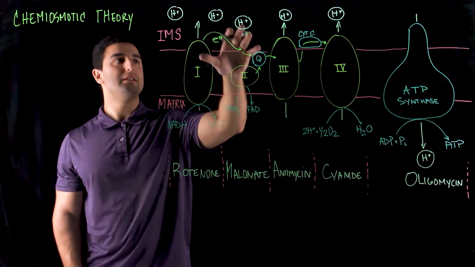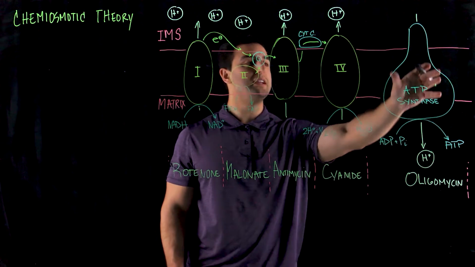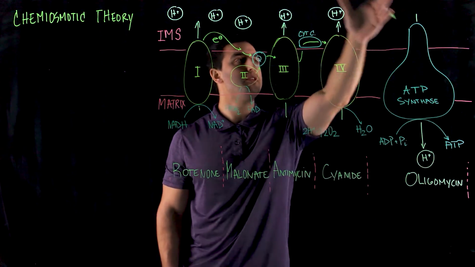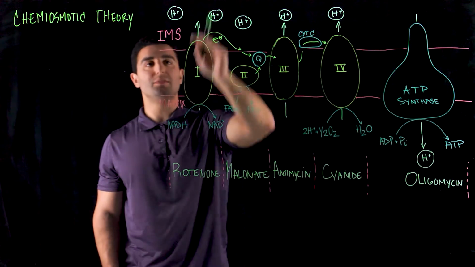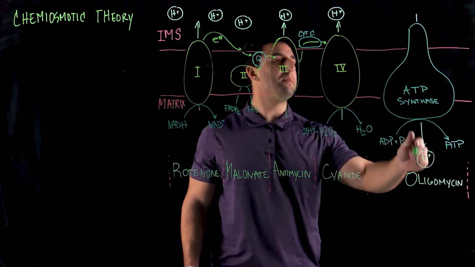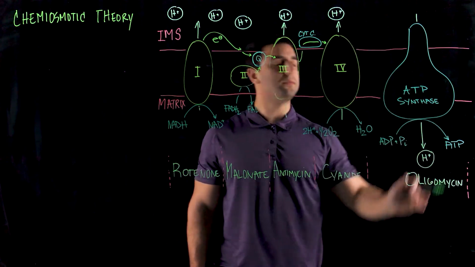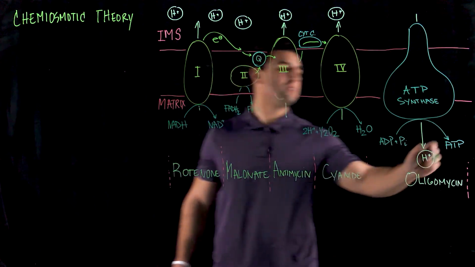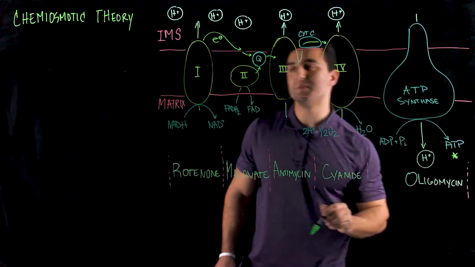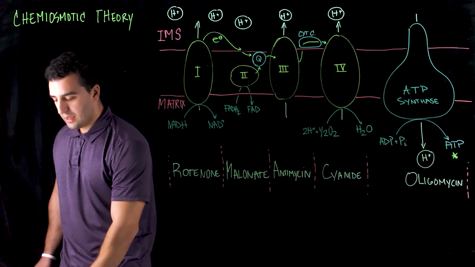This gradient causes the activation of this structure here called the ATP synthase for the production of ATP. It wants to rebalance this osmotic gradient that is created, and one of the byproducts of this rebalancing, in order to bring the hydrogen back into the matrix, is the conversion of ADP to ATP. And this is the main energy source we've always been looking for. All of this is created through the chemiosmotic theory.